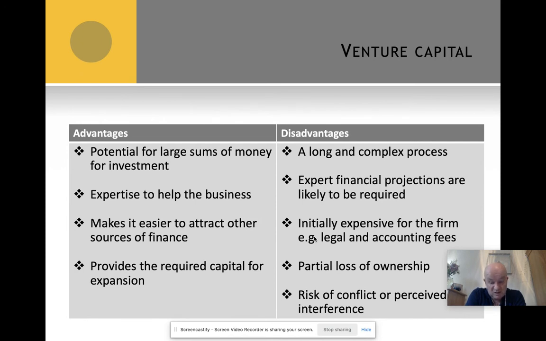It can be quite expensive for a firm initially, because you've got legal and accounting fees to consider. You've also lost some of the ownership of your business. And there is a danger that you're going to get conflicted views, and also interference, possibly, particularly if you've got an organisation or an individual that's quite confident and brash, maybe, and is willing to tell you how you should be running your business rather than acting as a support, which clearly can be a bit of an issue.